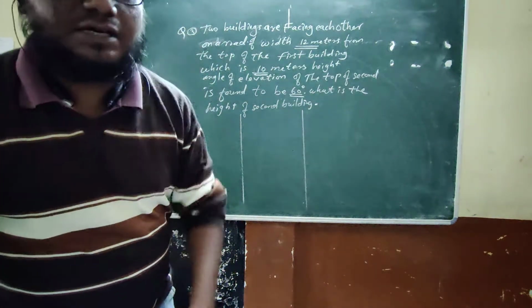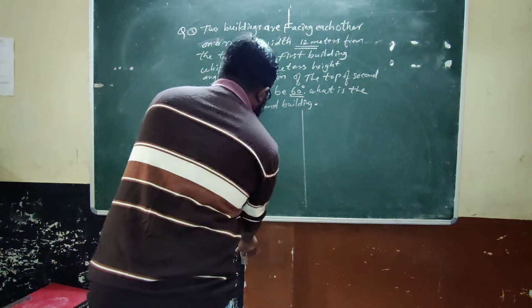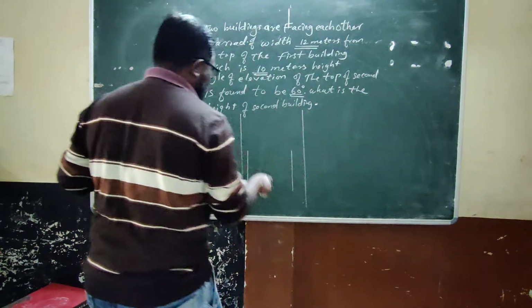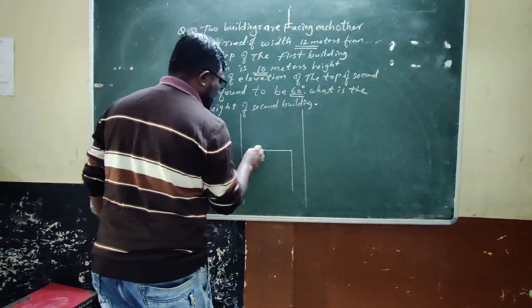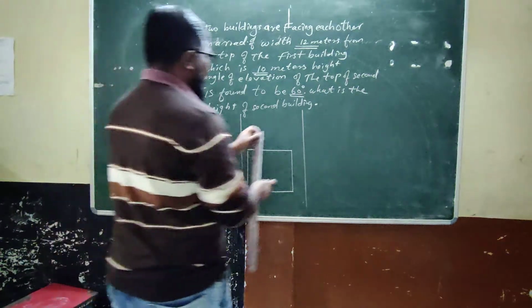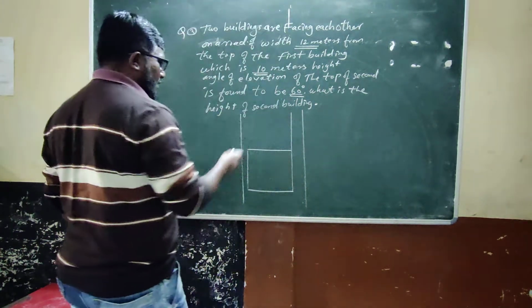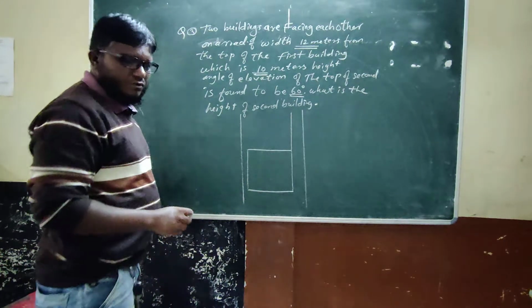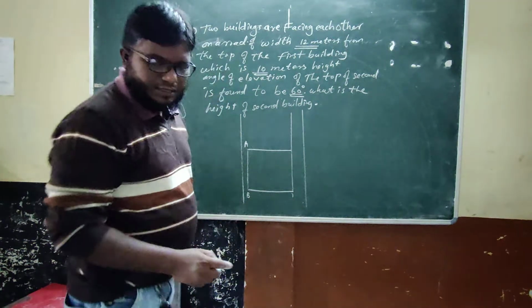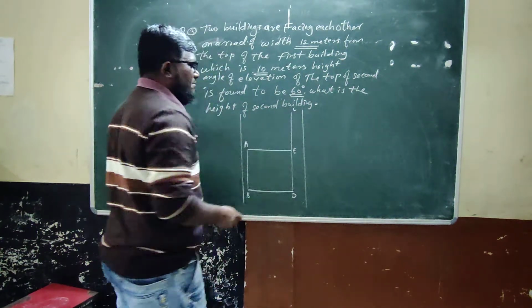Now two buildings are facing each other. Just we have to show like this. First we will show like this. This is the first building and this is the second building. So the road is in between these two buildings. One building is slightly bigger in height. From the top of this building we have to give the names: A, B, D, E, and here we have given the name C.